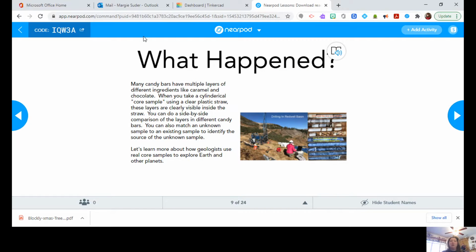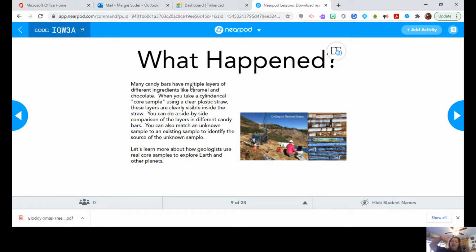We're looking at layers, colors, and how thick the layers are, because truly that is what geologists do, some geologists. You can see over here that these are actual core samples. And just like rocks, our candy bars have many different ingredients like caramel and chocolate and nougat, and our Snickers had some peanuts in it.